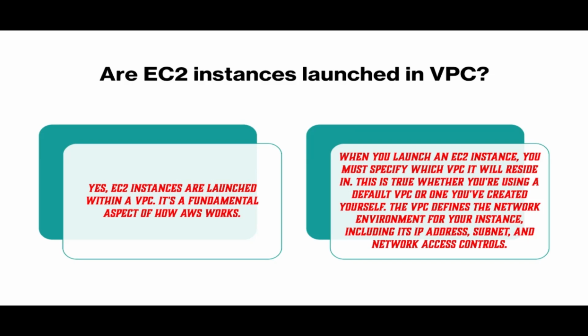Are EC2 instances launched in VPC? Yes, EC2 instances are launched within a VPC. It's a fundamental aspect of how AWS works. When you launch an EC2 instance, you must specify which VPC it will reside in. This is true whether you're using a default VPC or one you've created yourself. The VPC defines the network environment for your instance, including its IP address, subnet, and network access controls.